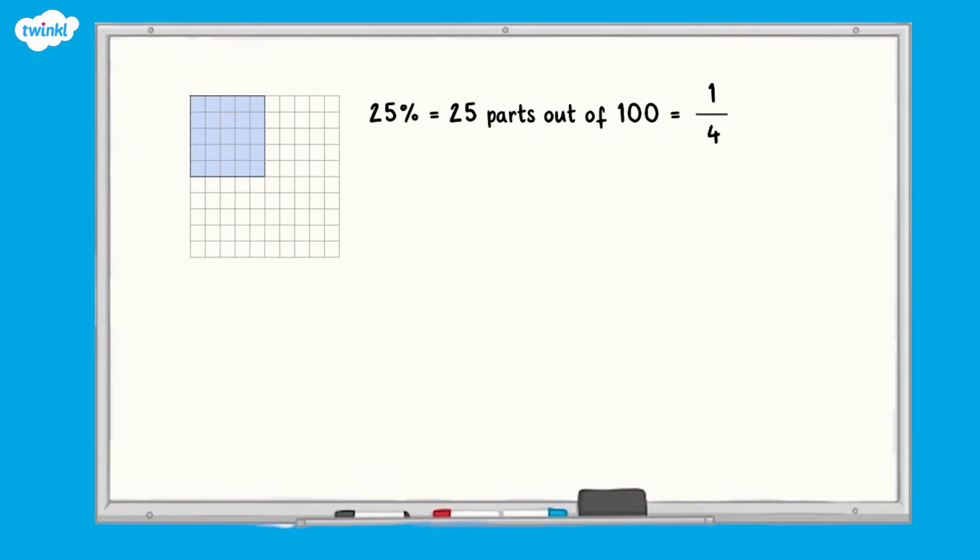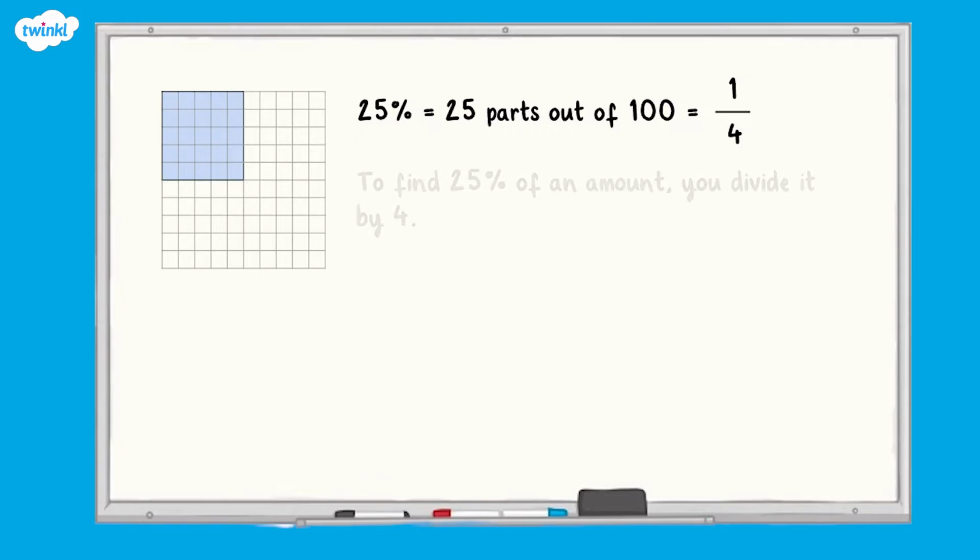25% is 25 parts out of 100. This is the same as a quarter. To find 25% of a number, we halve it and halve it again, or divide by 4.